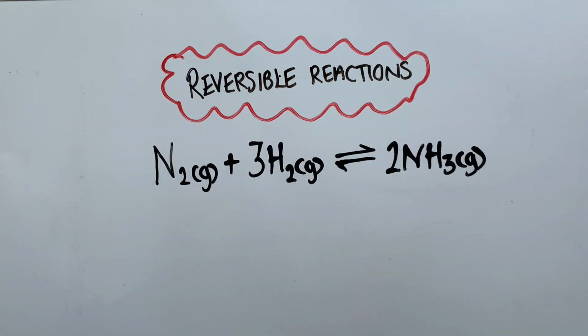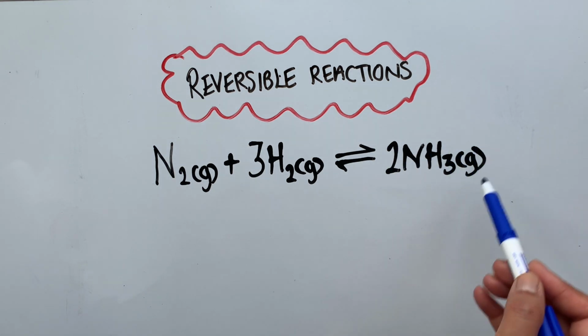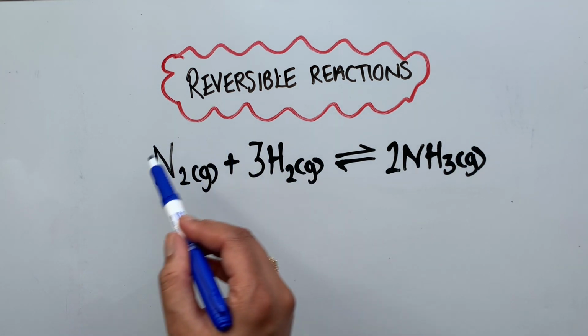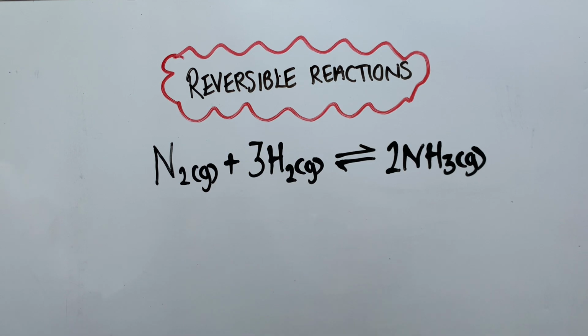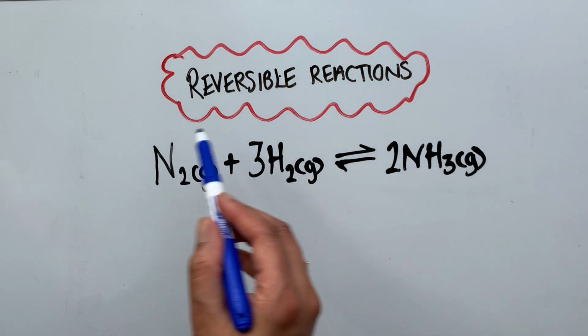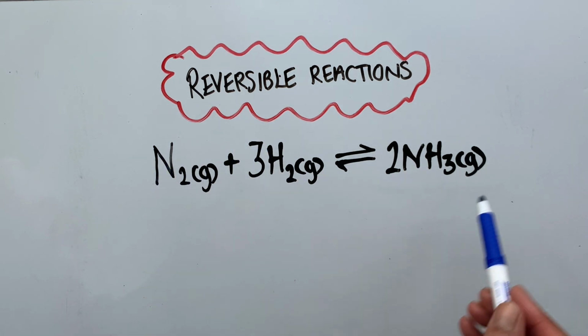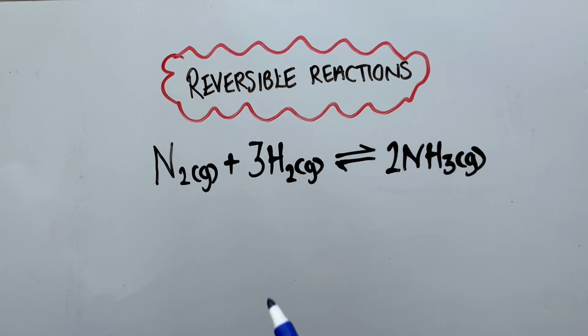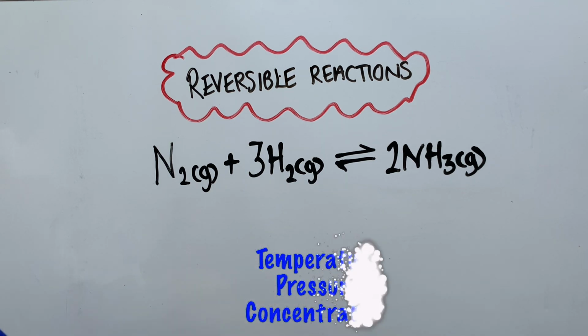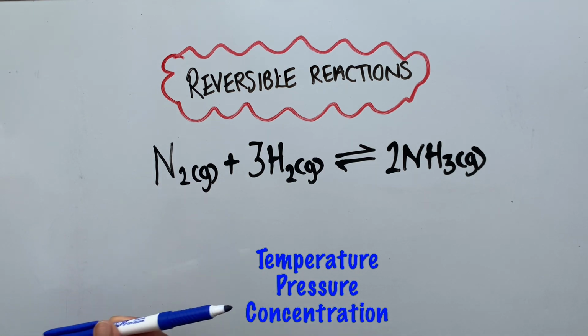Now, in an equilibrium, the equilibrium can lie to the right, where the concentration of the products is greater than the concentration of the reactants, or the equilibrium can lie to the left, where the concentration of reactants is greater than the concentration of the products. And the position of the equilibrium will depend on some specific conditions, and these conditions would be the temperature, pressure, and concentration.